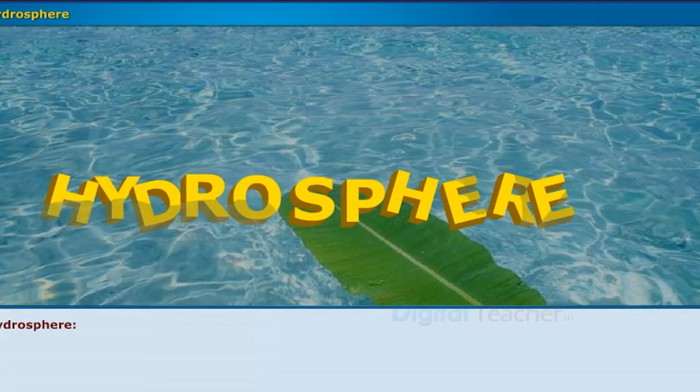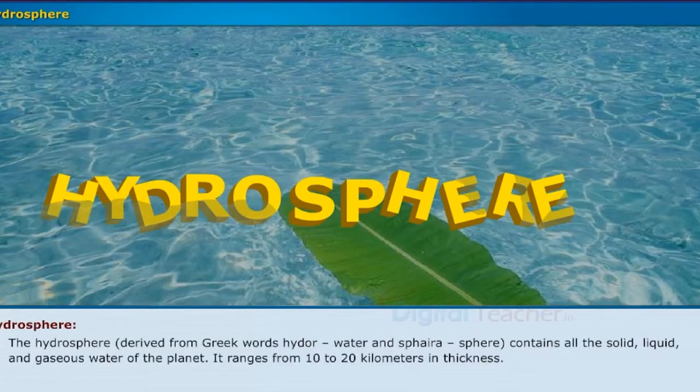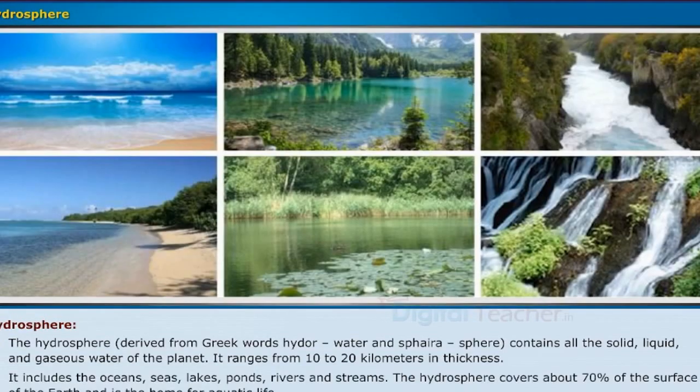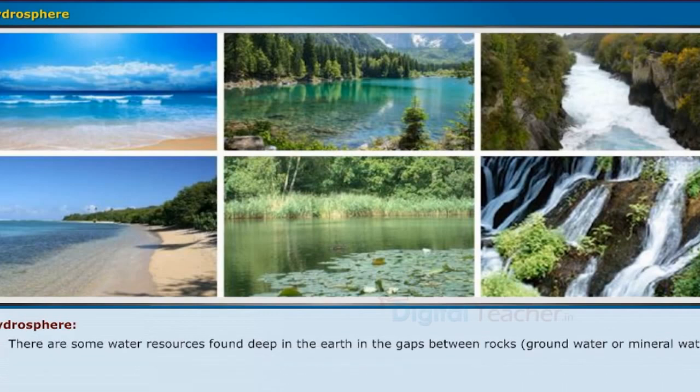Now, let us look at the hydrosphere. The hydrosphere, derived from the Greek words hydr, water, and spira, sphere, contains all the solid, liquid, and gaseous water of the planet. It ranges from 10 to 20 kilometers in thickness. It includes the oceans, seas, lakes, ponds, rivers, and streams. The hydrosphere covers about 70% of the surface of the Earth and is the home for aquatic life. There are some water resources found deep in the Earth in the gaps between rocks, groundwater or mineral water.